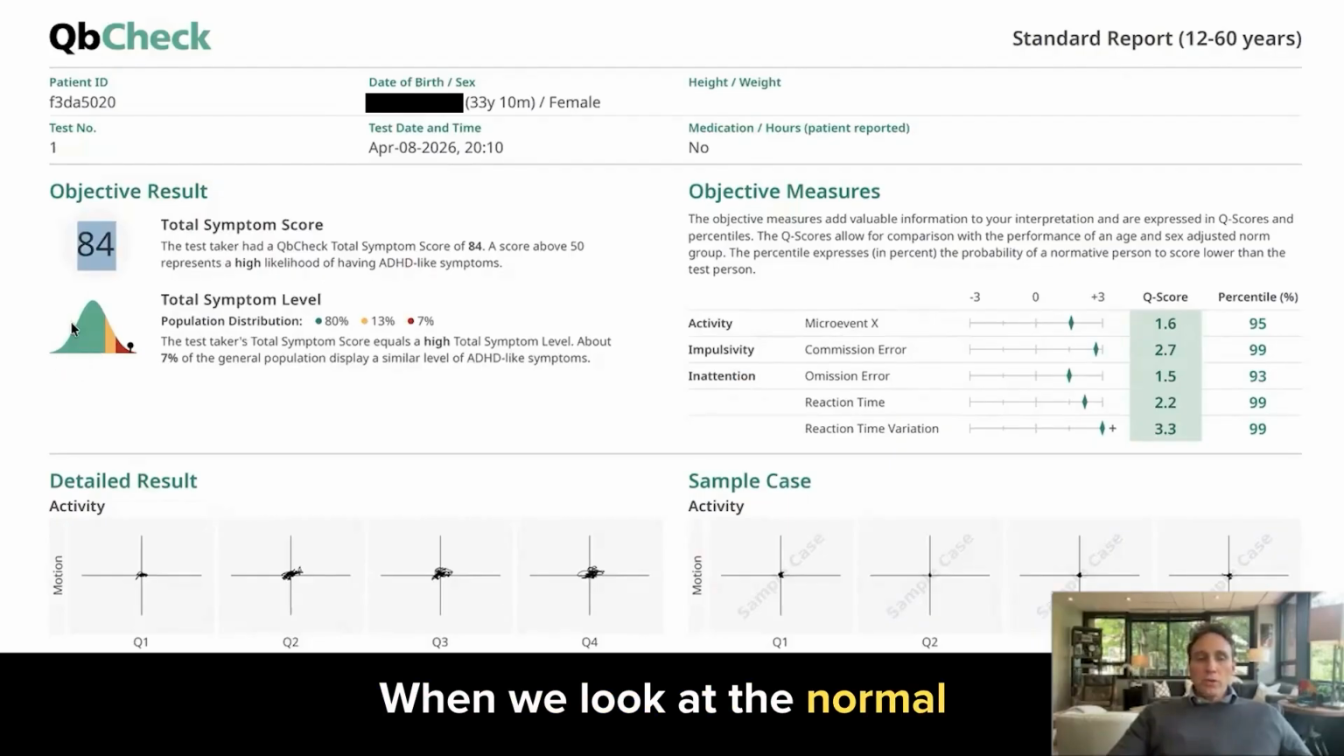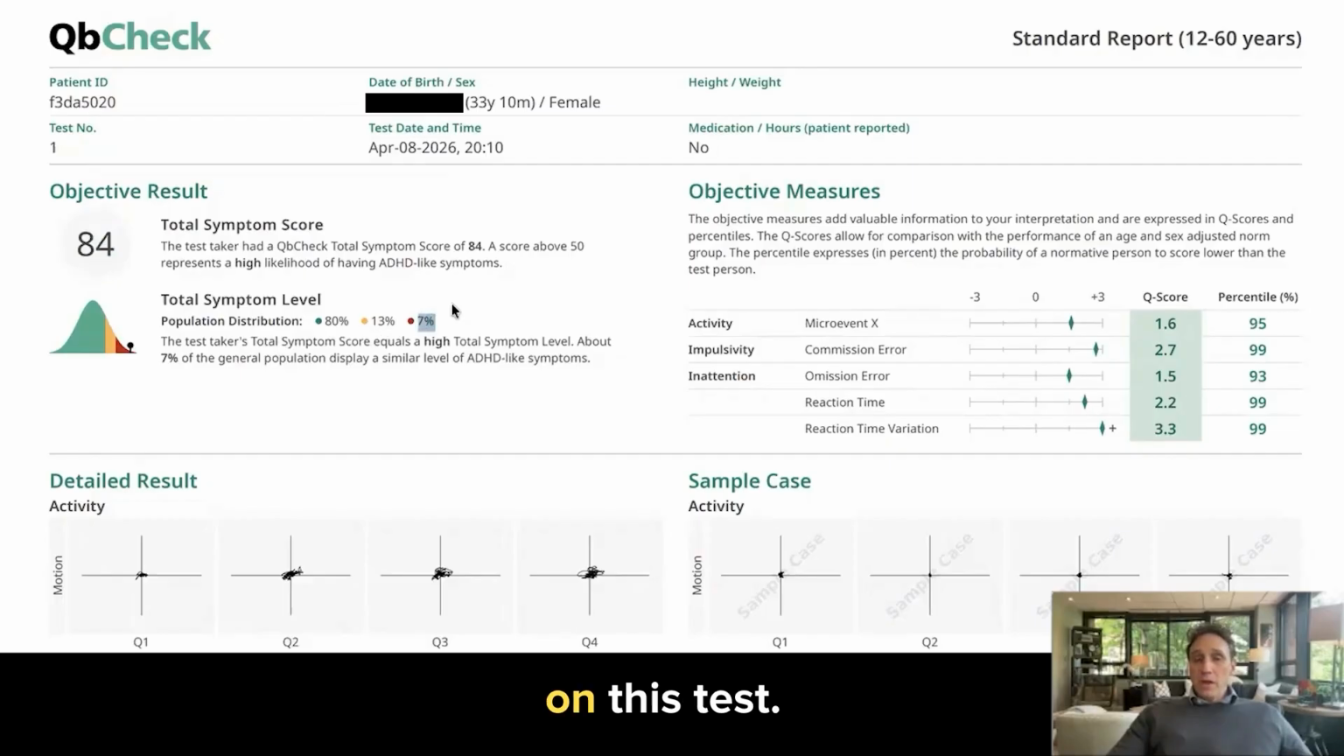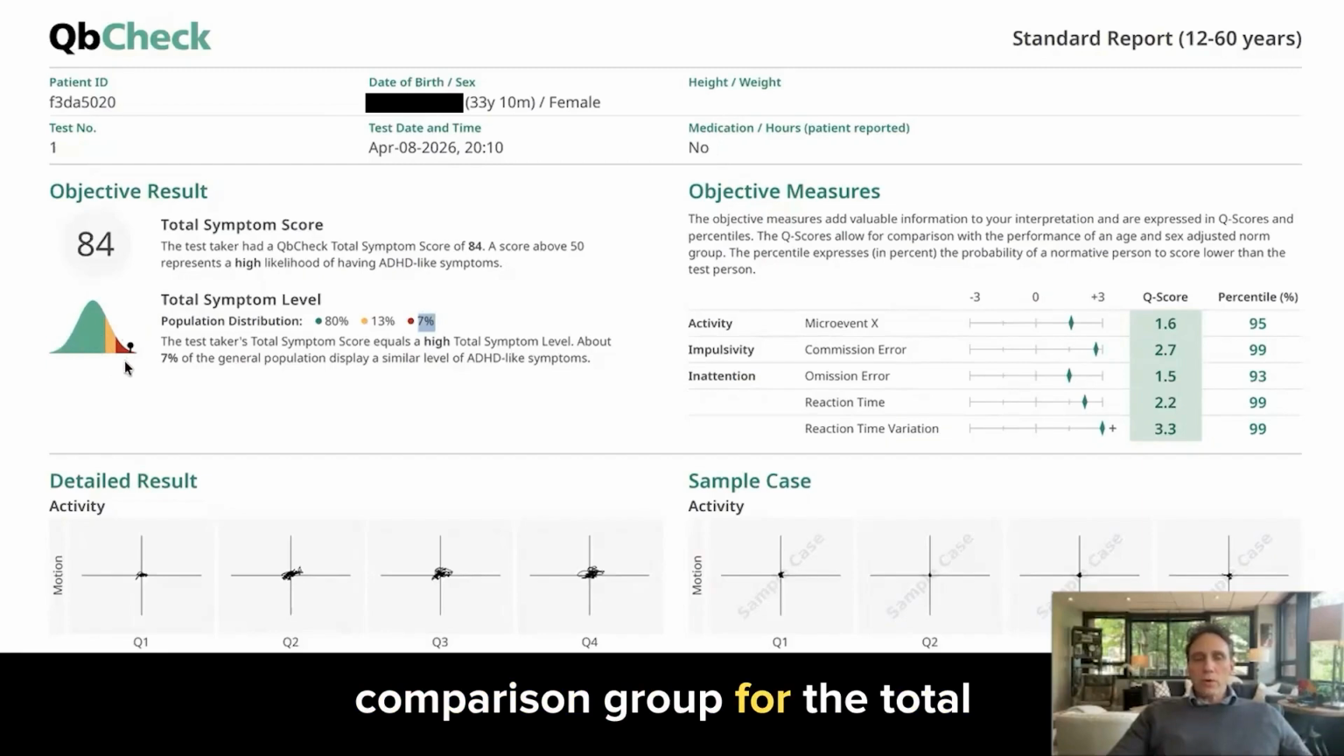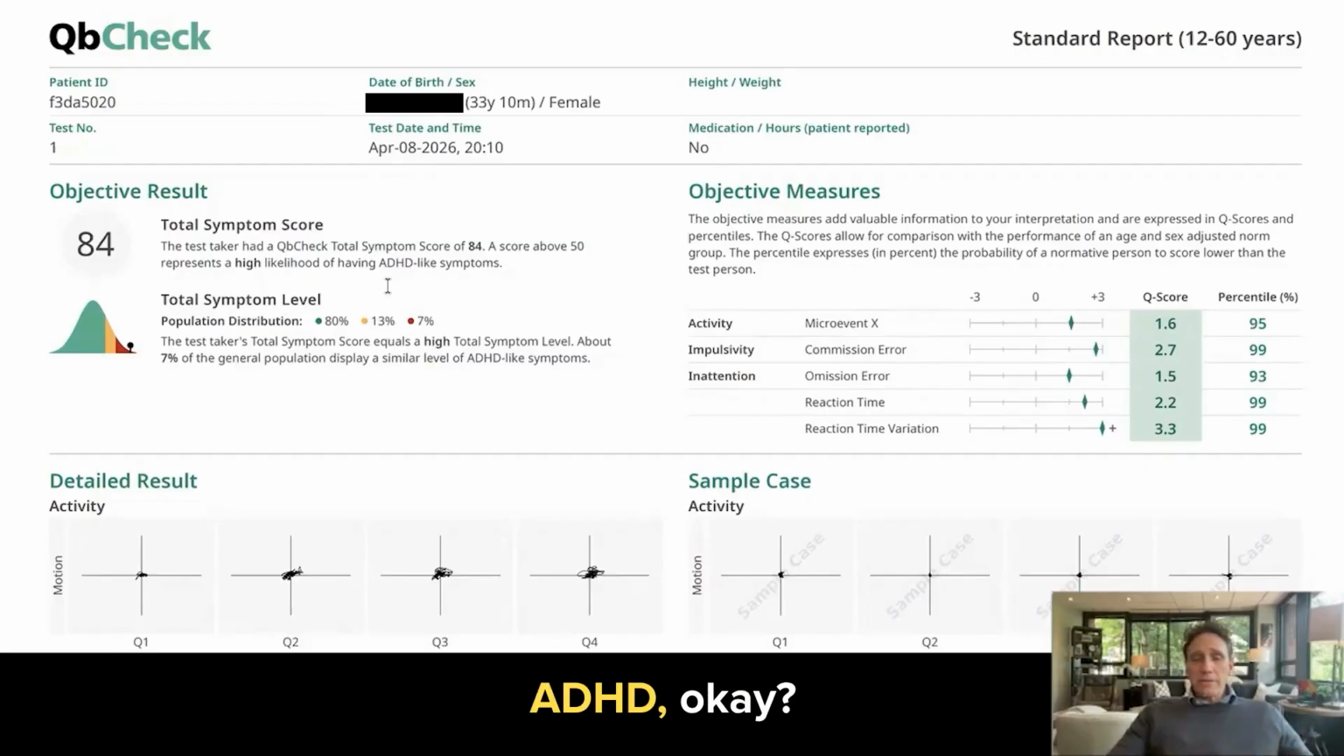When we look at the normal distribution curve here, we can see that only 7% of the population scores above 50 on this test. And as a result, this score of 84 is around 2 standard deviations from the mean for a comparison group for the total symptom score. So our ballpark measure is telling us, yep, this is likely ADHD, okay? But that's about all it can tell us.